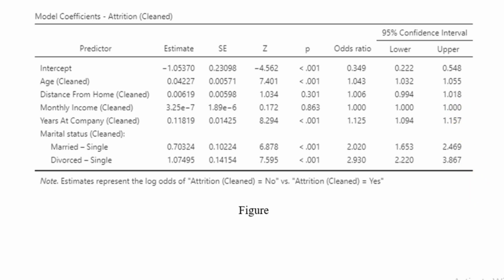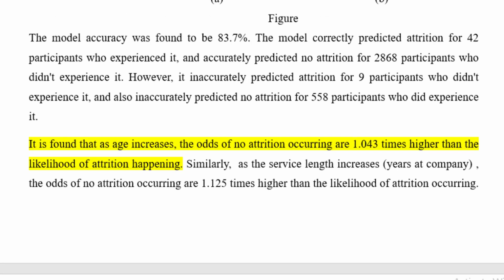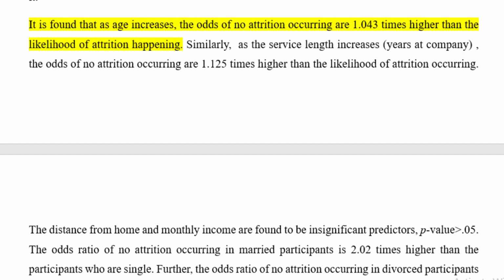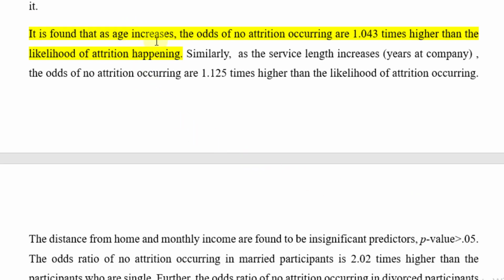Now we come towards our report writing. So it is found that as age increases, the odds of no attrition occurring are 1.043 times higher than the likelihood of attrition happening. Similarly, as the service length increases, years at the company, the odds of no attrition occurring are 1.125 times higher than the likelihood of attrition occurring.